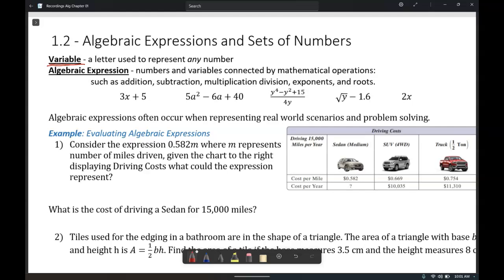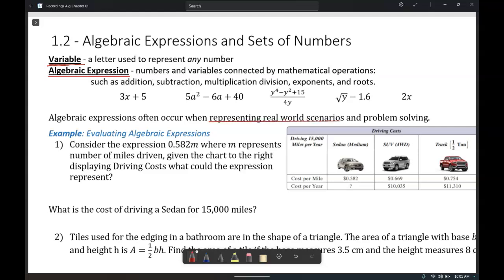The second thing we want to talk about is an algebraic expression. We use these a lot. The algebraic expression is just the combination of numbers and variables connected by mathematical operations, such as addition, subtraction, multiplication, division, exponents, and roots. We also have some other operations, including logarithms, trigonometric functions, and various others. Algebraic expressions often occur in real-world scenarios, which is why we use them.